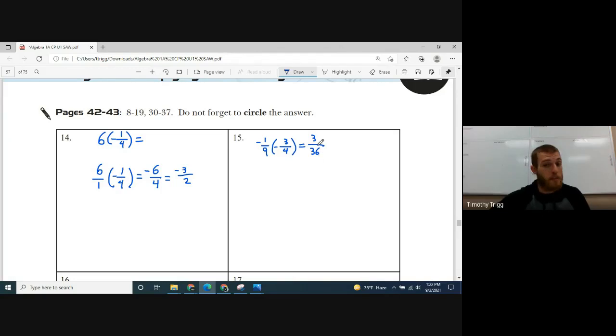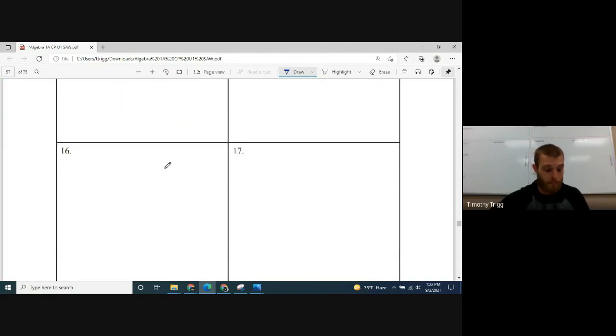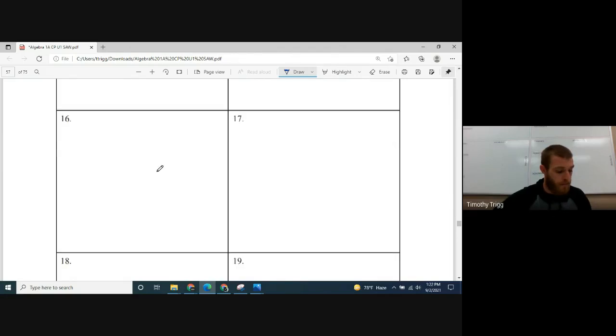We can reduce this because both the numerator and denominator are divisible by 3. So that's going to give us, divide by 3 on both top and bottom, 1/12. Again, it's positive because it was a negative times a negative. Why don't you go ahead and try number 16 on your own? We'll do number 17 together here.